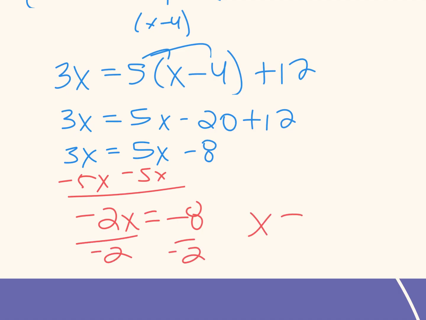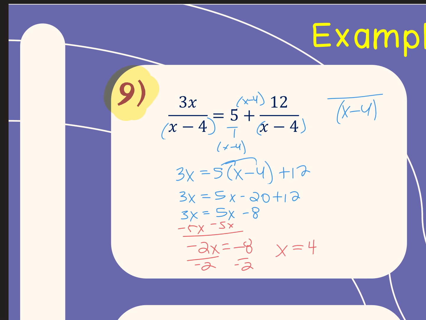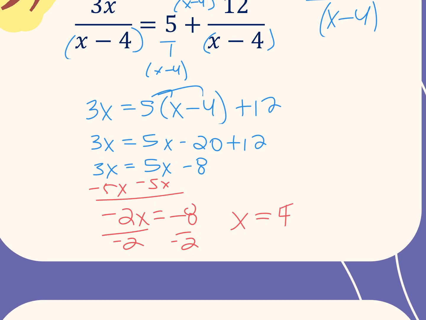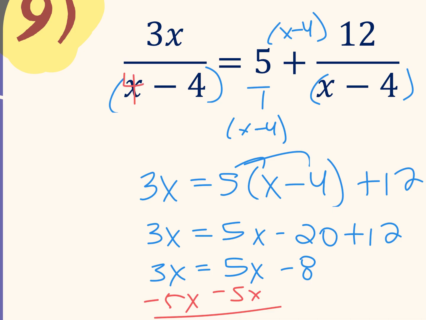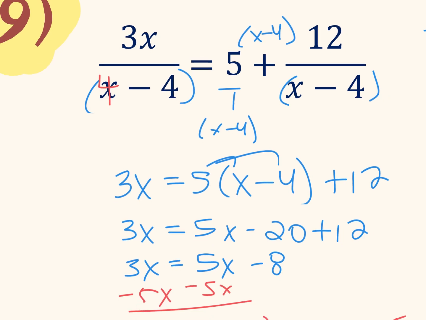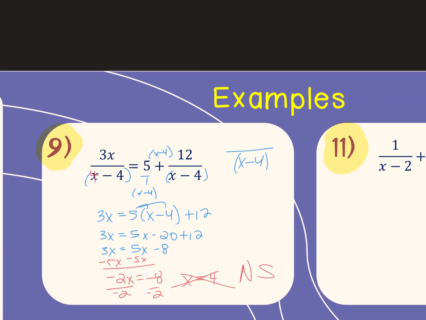And you get x equals what? 4. What did we say at the beginning that we could not use? 4. So what do I do with that? I cross it off and I say no solution. Because if you put 4 right here, what's 4 minus 4? 0. And your denominator can't ever be 0. You're fine. You don't want any value that if you plug it in for x in the denominator, that value becomes 0.